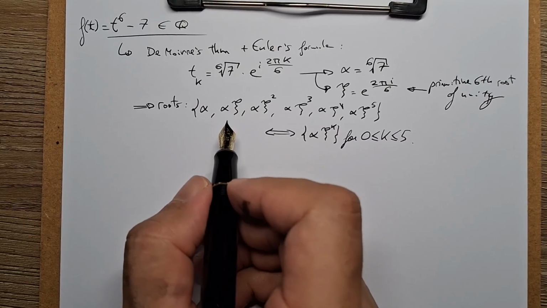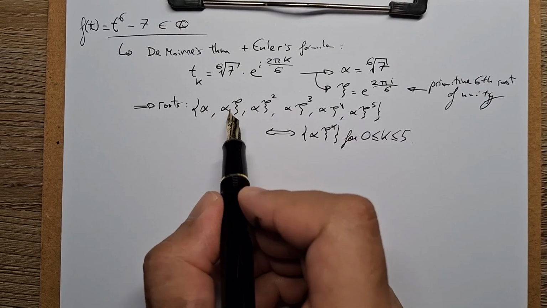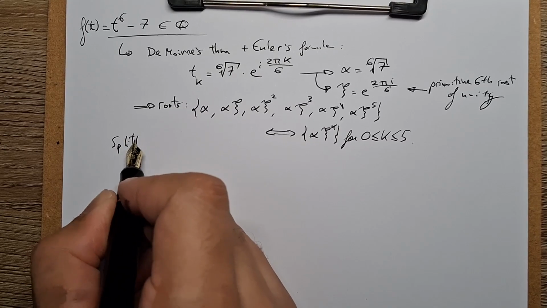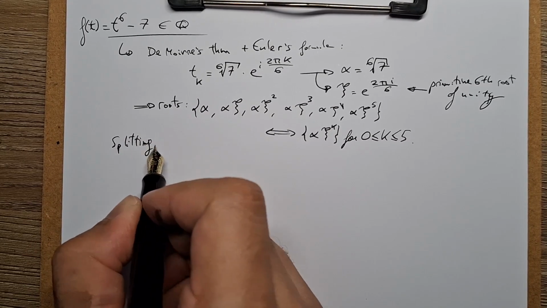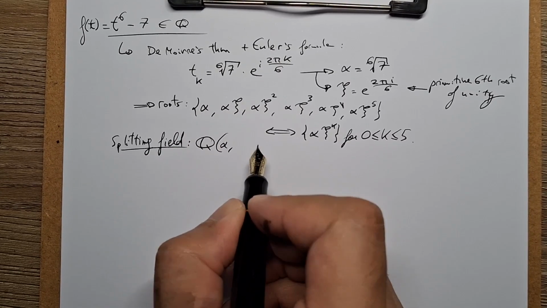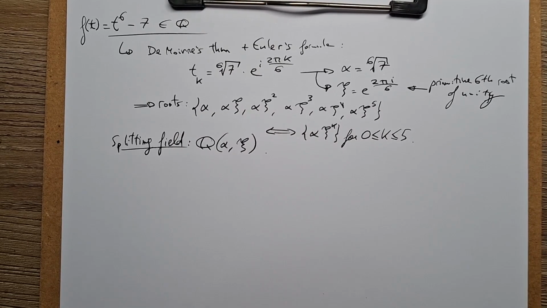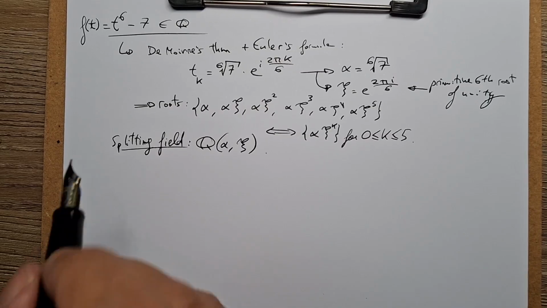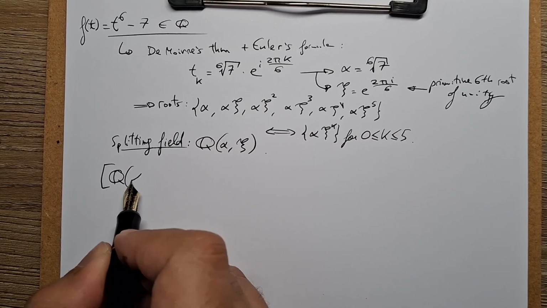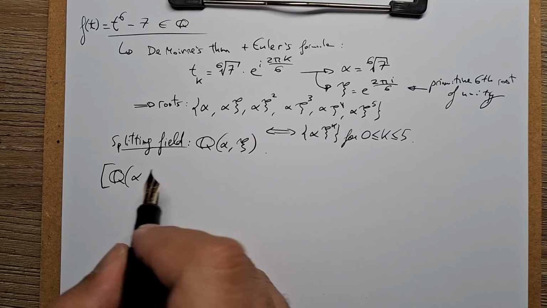Now, we know that the splitting field for this polynomial will need to include both alpha and theta, so we can already write this. This will be Q adjoined with alpha and theta. Now, next question that we might ask ourselves is, what is the degree of the field extension that we have here, which is the field extension of joining alpha and theta to Q?